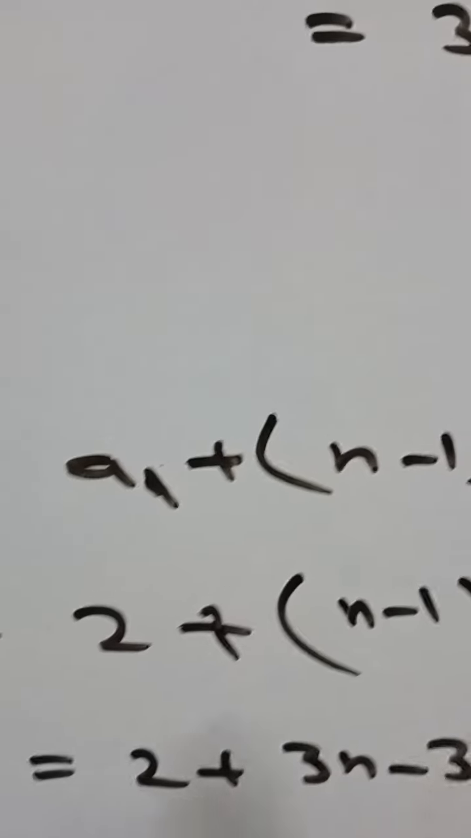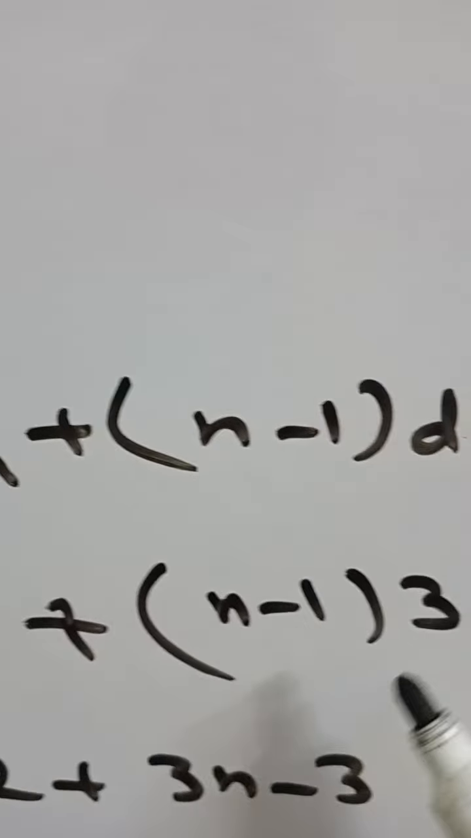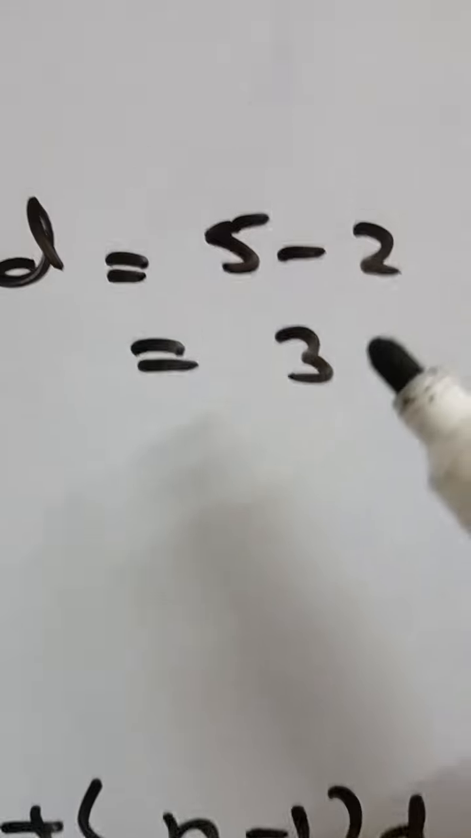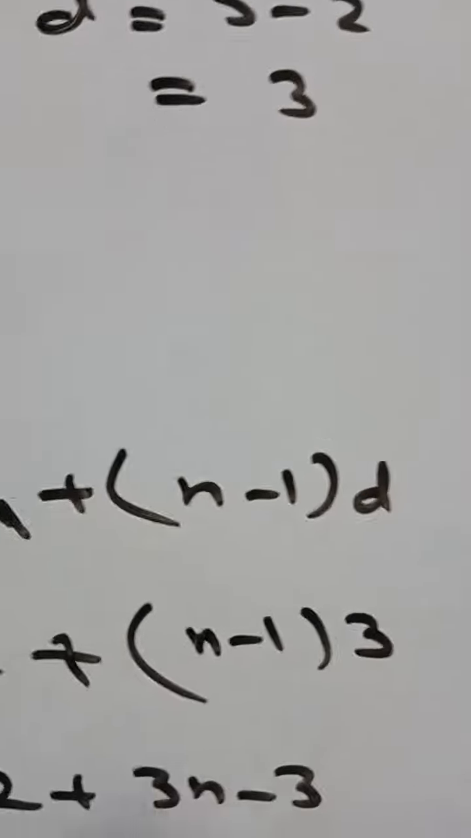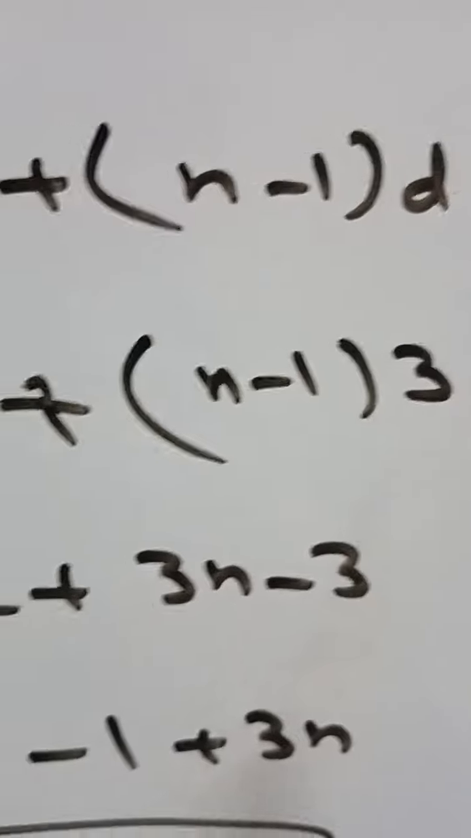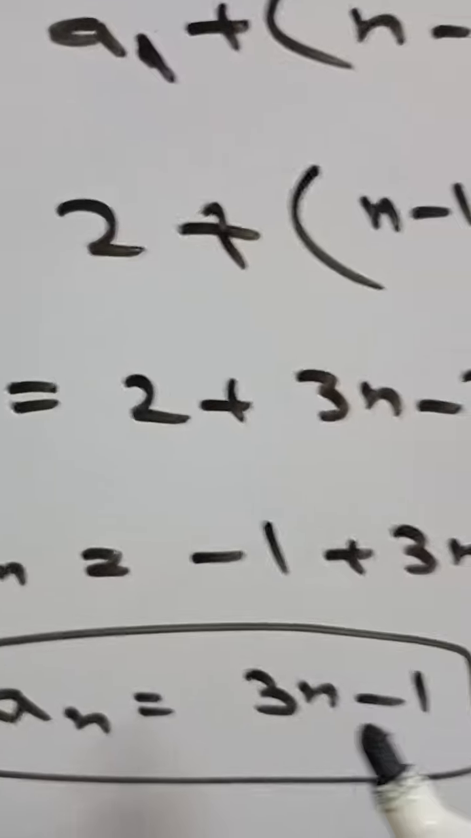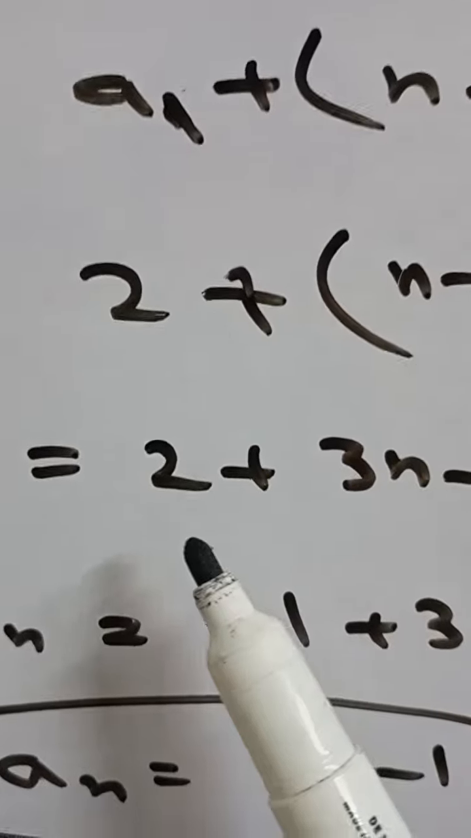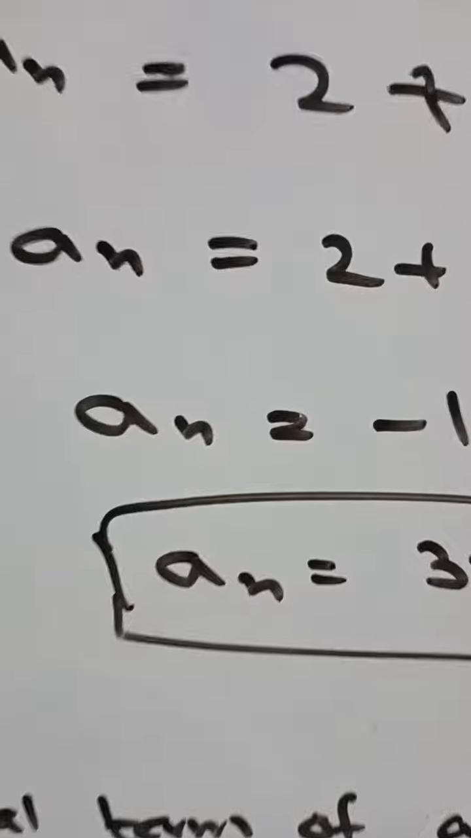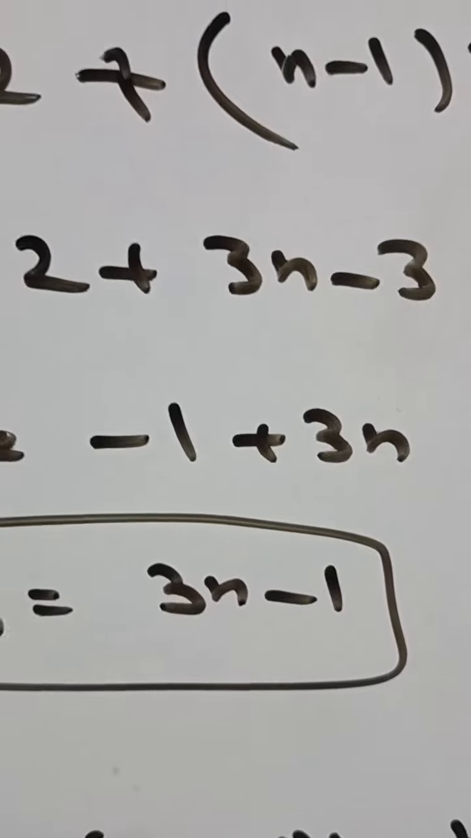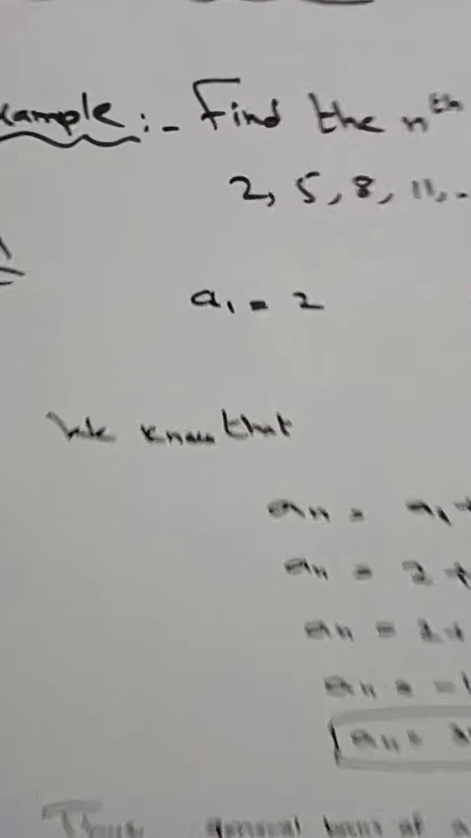We don't have a value for n here, so n will remain the same. (n minus 1), and d stands for the common difference, which is 3. That is constant, that is fixed, 3. So multiplying it out, 2 plus 3n minus 3. Now minus 3 plus 2 is minus 1, plus 3n, or you can say that an equals 3n minus 1. Got it?